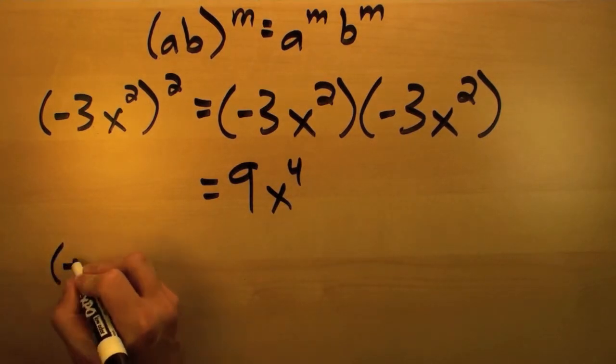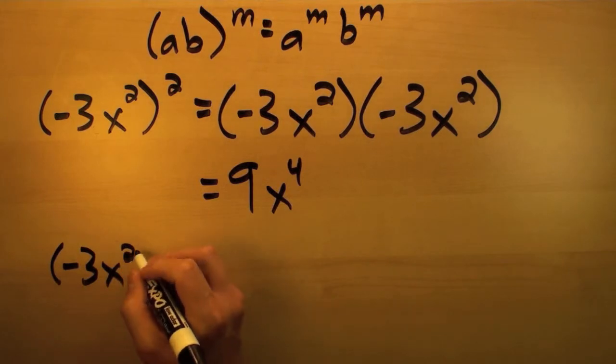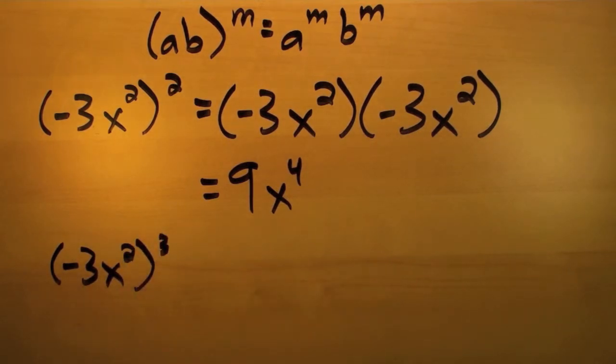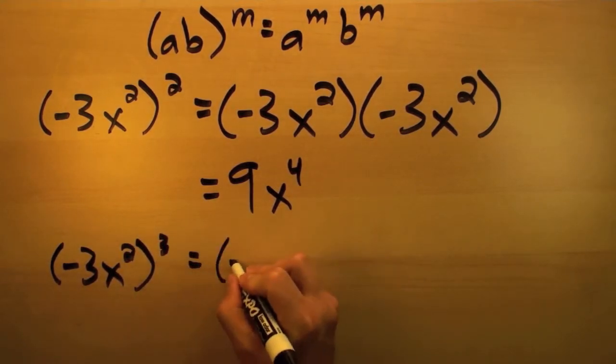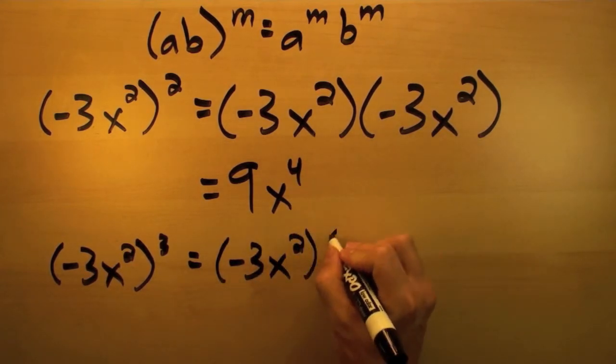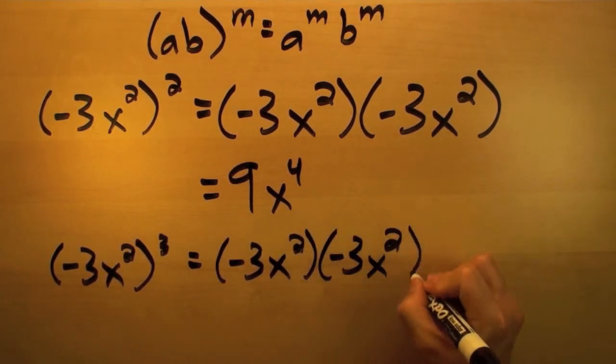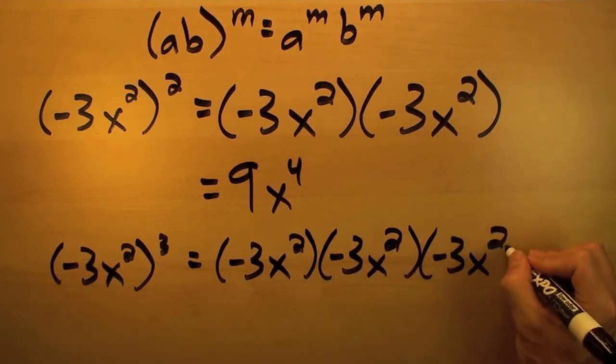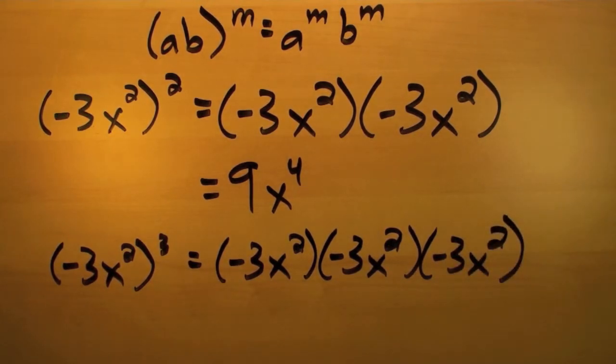Likewise, if we have negative 3x squared, cubed, then this is negative 3x squared times negative 3x squared times negative 3x squared. Well, when we multiply these first two numbers together, we're going to get a positive because we have two negatives being multiplied together. And then we're going to multiply by this last negative. So a positive times a negative will then leave us with our final answer being negative.